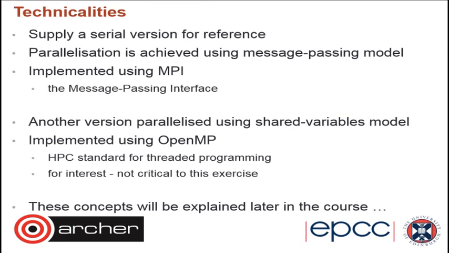So we're going to give you a whole load of different versions of this. So firstly, a serial version for reference, and getting you running it initially, something that you might be familiar with, and then a parallel version. And the one we're going to focus on is parallelized with what's called MPI with message passing. We have a number of other versions, parallelized with shared variables, something called OpenMP. Don't worry about this terminology at the moment. We're going to cover it in lots and lots of detail throughout the course. But the first two versions are what we're going to concentrate on in the practical.